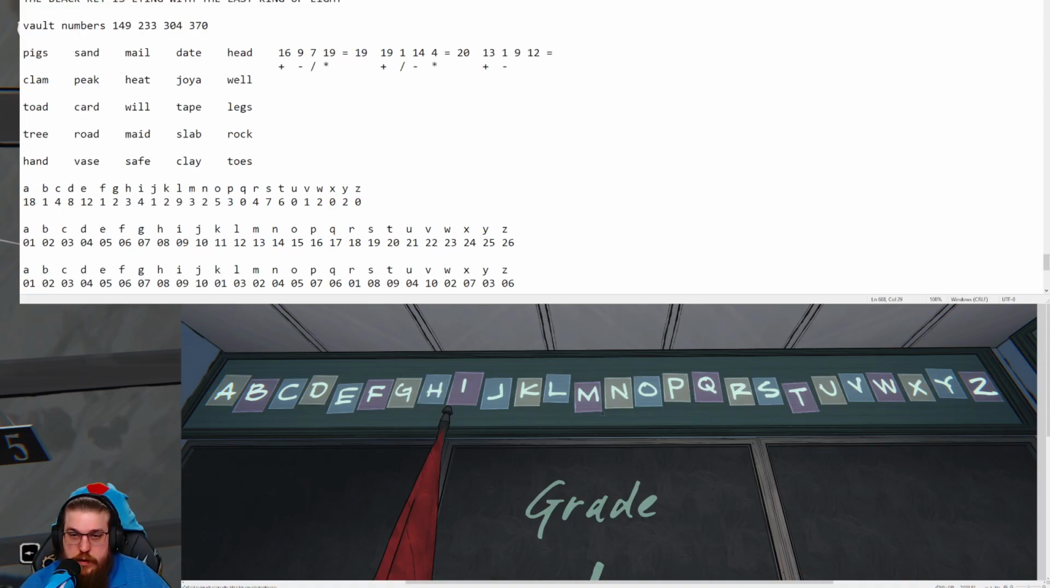Plus, minus, times, divide. Because that's just 12 times 9 divided by 12, which is 9. Right? 13 minus 1 times... oh, hold on. 13 minus 1 times 9 divided by 12 is 9. Yep. Did I do that other one? 19 divided by 1 minus 14 times 4. Yes. Okay.